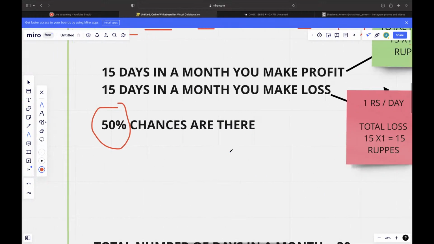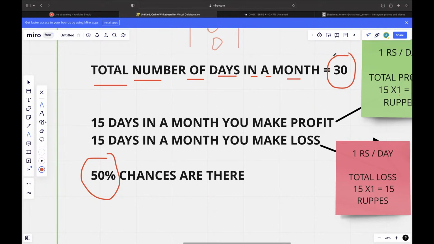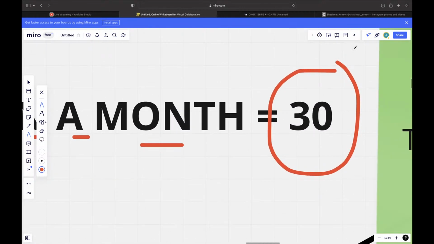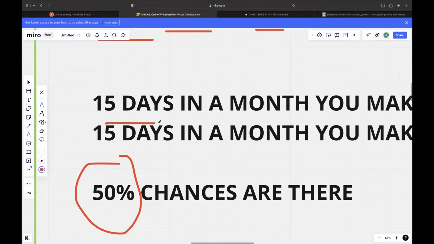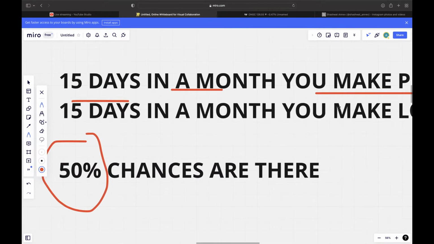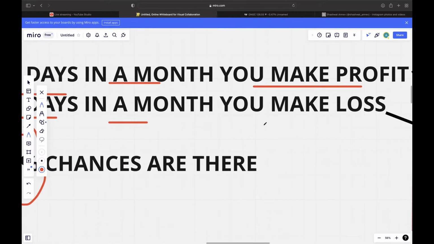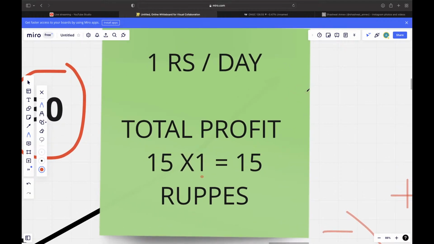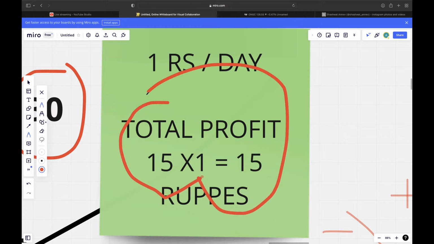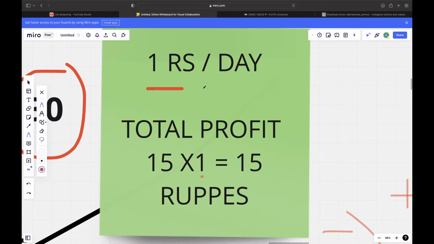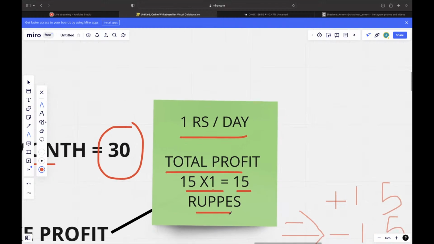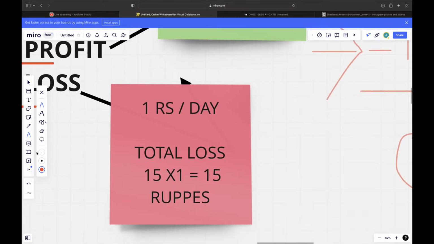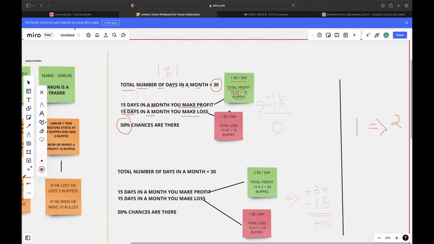Similarly, I take this to my concept of 15 or 30 days. In a month, total number of days are 30. 15 days in a month, you make profit. 15 days in a month, you make loss. Whenever you make profit, you make 1 rupee profit every day, so total profit is 15 multiplied by 1, which is 15 rupees. When you make loss, okay, let's just first do this.